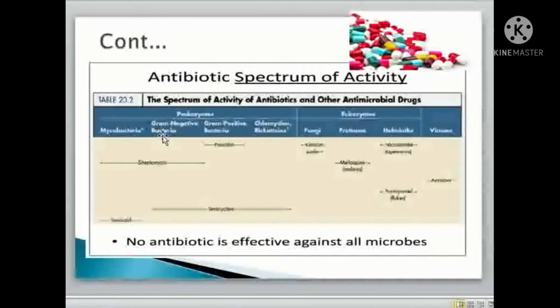These pictures show the difference between broad spectrum and narrow spectrum antibiotics. So when you see streptomycins, these drugs act on mycobacteria or gram-negative bacteria, whereas penicillins act on gram-positive bacteria. So penicillin and streptomycins are narrow spectrum antibiotics, while tetracycline is a broad-spectrum antibiotic which acts on gram-negative and gram-positive bacteria, in addition to chlamydia and rickettsia.